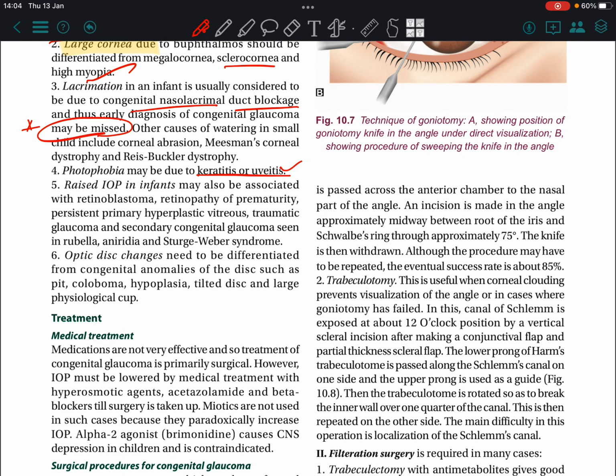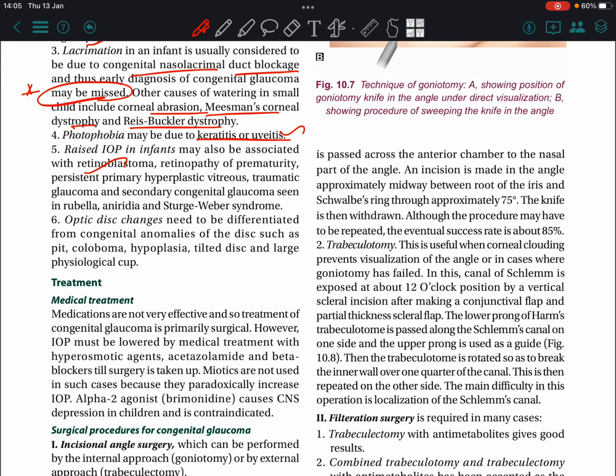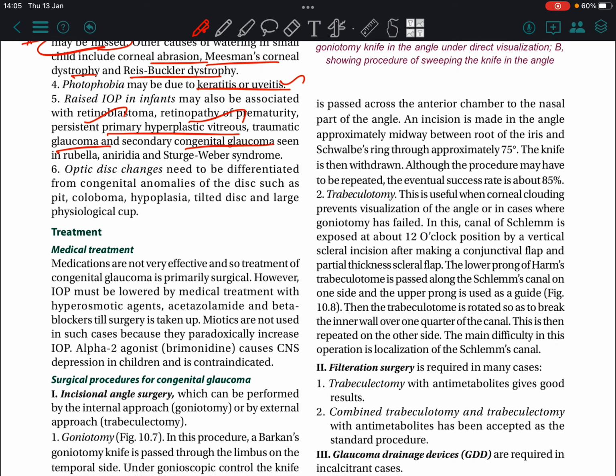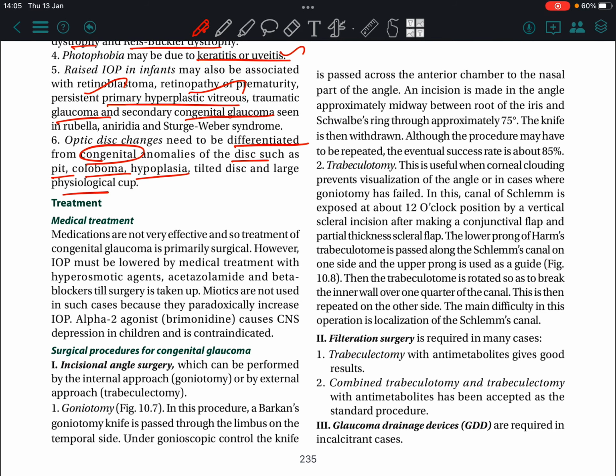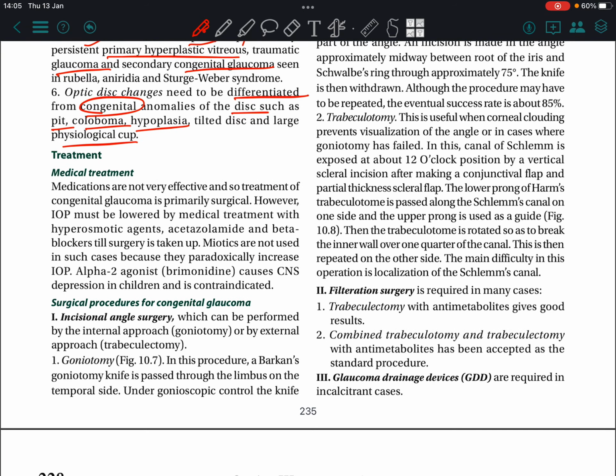Photophobia may be due to keratitis or uveitis. Other causes of watering are corneal abrasion, Reis-Bucklers dystrophy, and corneal dystrophy. Raised IOP in infants may also be associated with retinoblastoma, retinopathy of prematurity, traumatic glaucoma, secondary congenital glaucoma, primary hyperplastic vitreous, etc. Optic disc changes need to be differentiated from congenital anomalies of the disc such as pit, coloboma, hypoplasia, tilted disc, and large physiological cup.